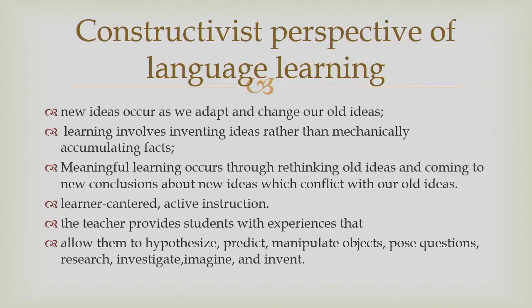Meaningful learning occurs through rethinking old ideas and coming to new conclusions about new ideas which conflict with our old ideas. Learner-centered active instruction: the teacher provides students with experiences that allow them to hypothesize, predict, manipulate objects, pose questions, research, investigate, imagine, and invent. So all we do is just create that intriguing environment for them to learn in. We expose them to what they can think about, what they can predict, what they can manipulate, what they can research about, find out on their own, provided we aid them, we give them an enabled environment.